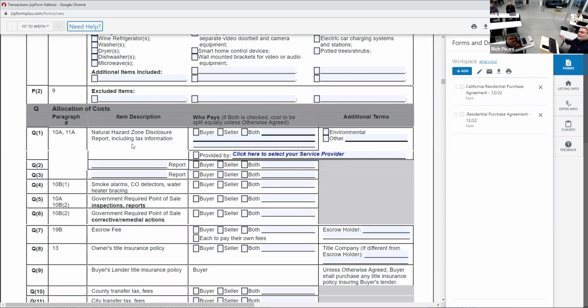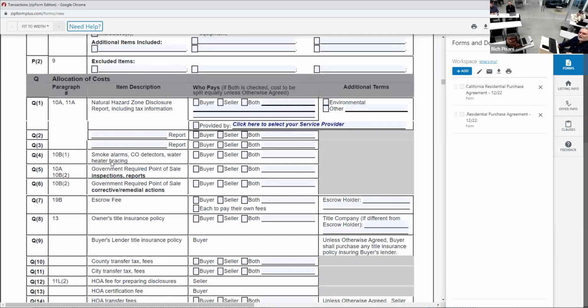So it's customary here in Southern California that the seller pays for this, but it's negotiable. So the NHD, the smoke alarms, all of this, government required point of sale inspections and reports. This is the retrofit inspection, for the water heater and the smoke detectors and all of that. And it's also the reports in Los Angeles.